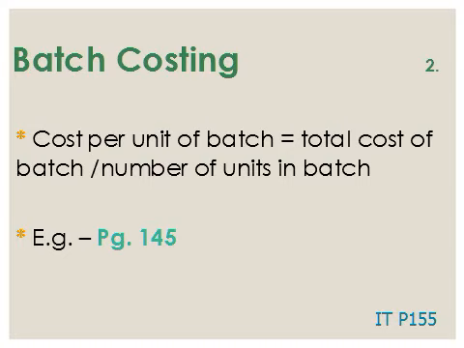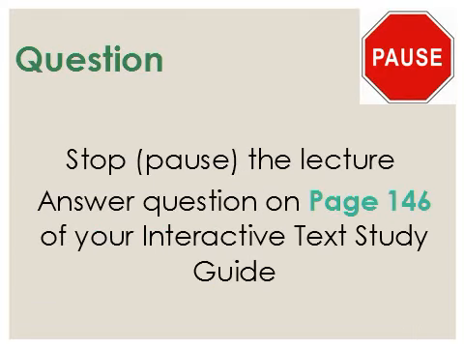The formula is, the total cost of the batch, divided by the number of units in the batch, equals the cost per unit. For an example of batch costing, see the example on page 145 of your interactive text study guide. Stop the lecture. Answer the question on page 146 of your interactive text study guide.